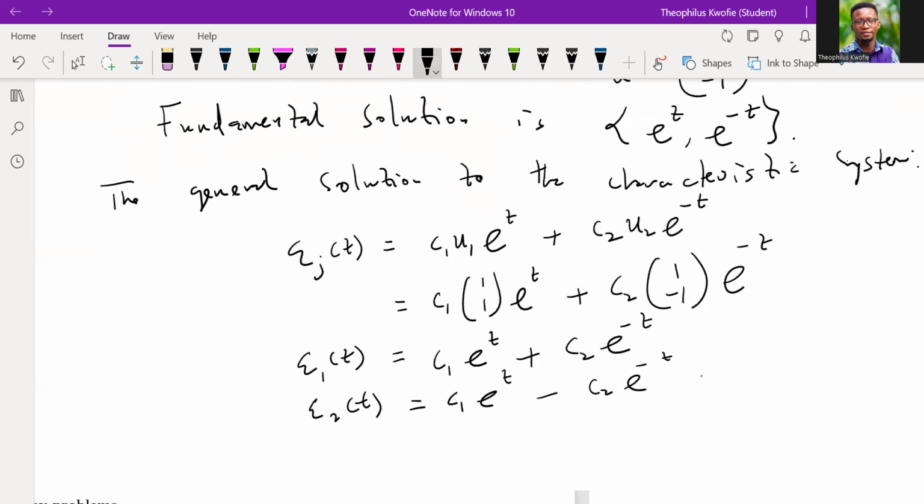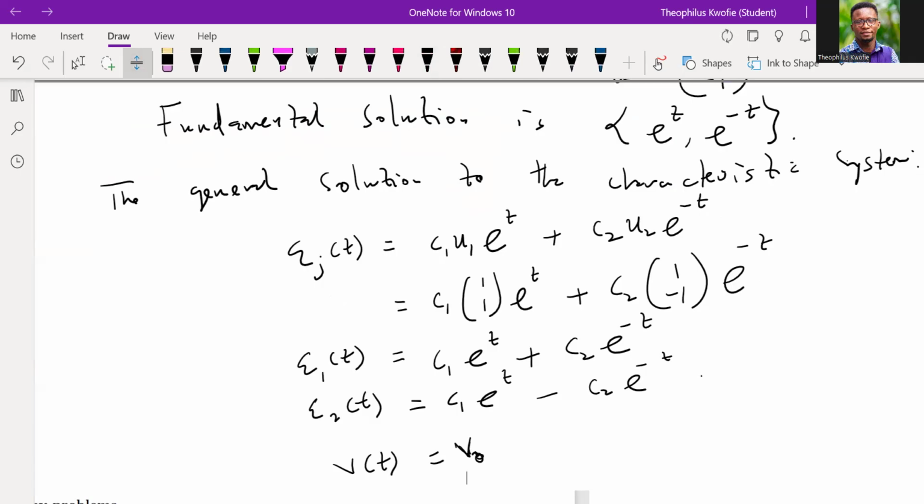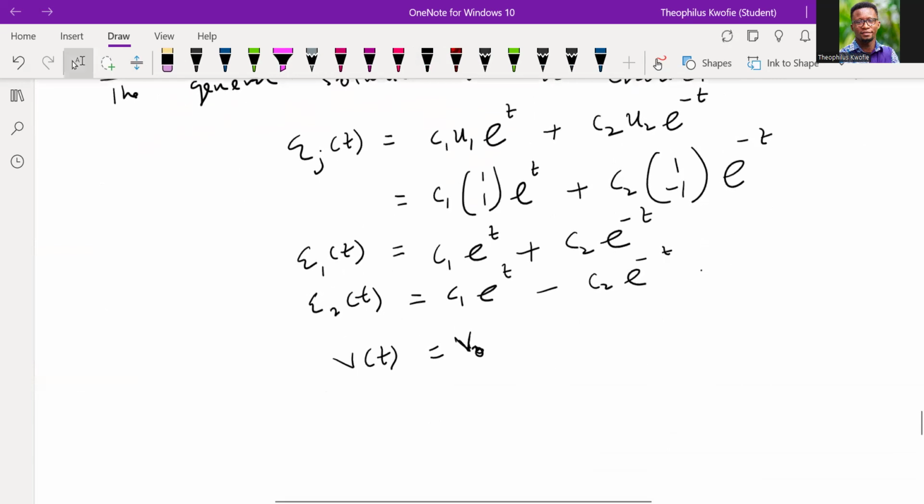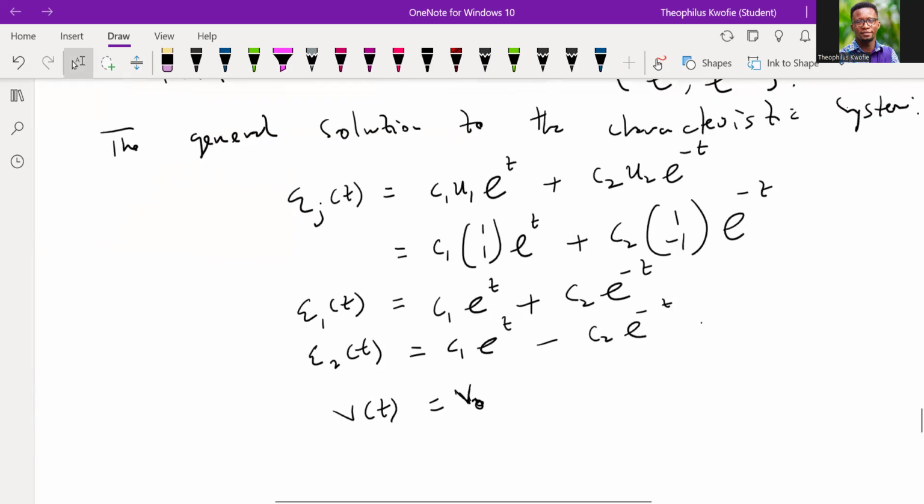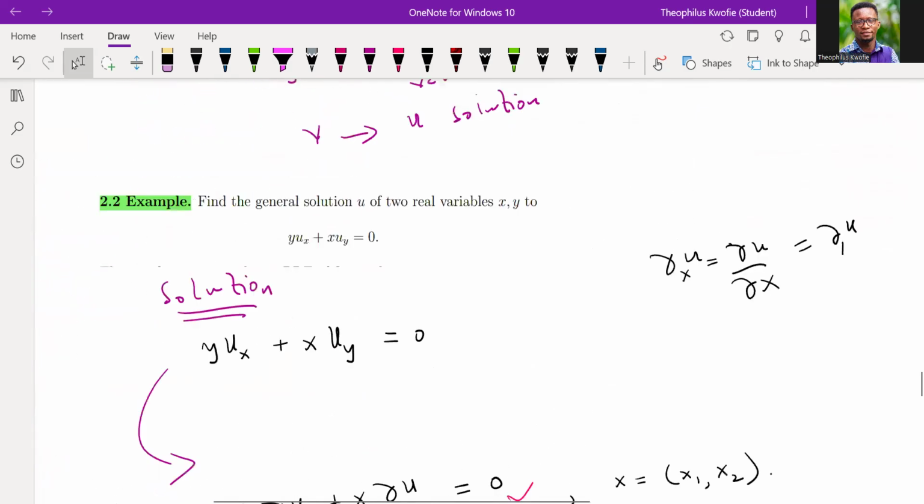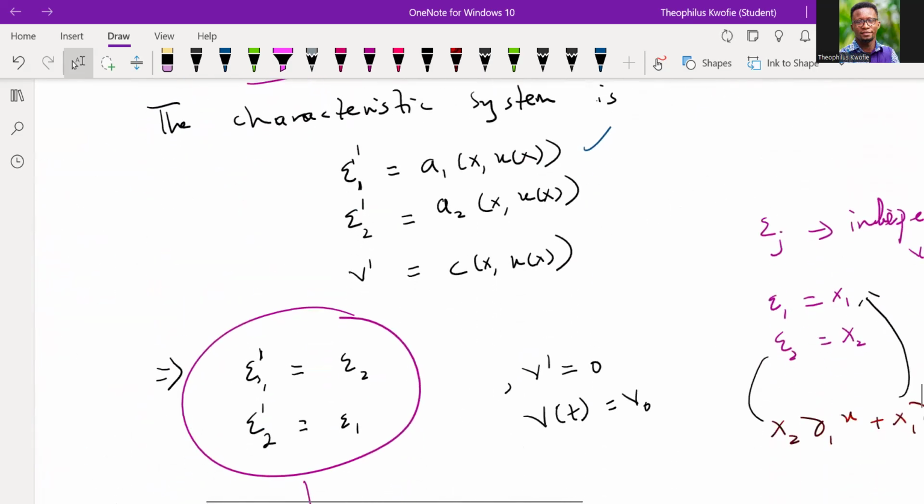But already we know our v of t to be equal to what? V naught, right? Our v solution was this. At this point, what's the next thing to do based on that? What do we do next? Remember, we want to find a general solution, but this is not it.